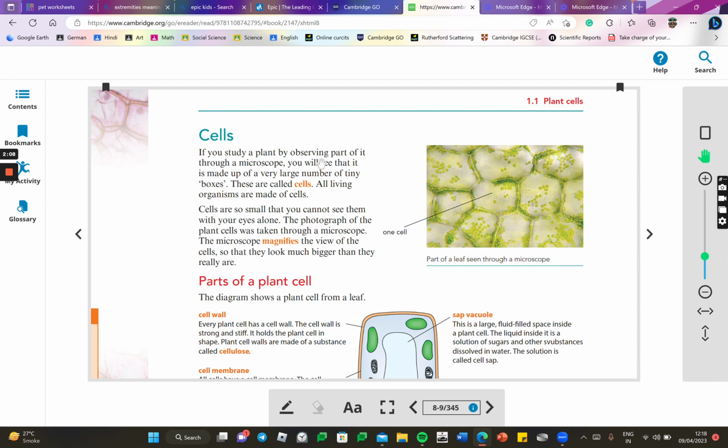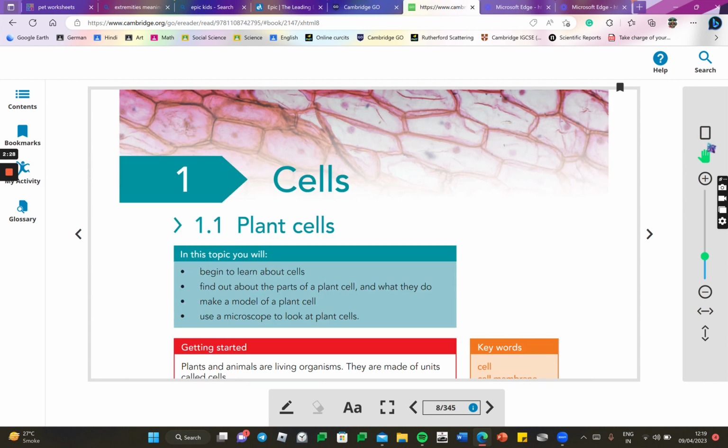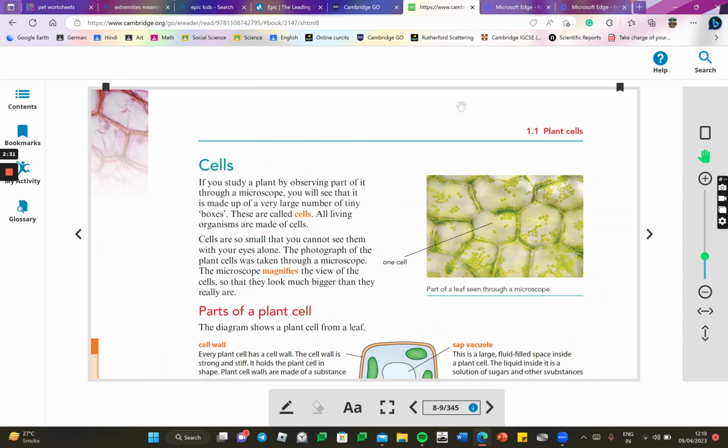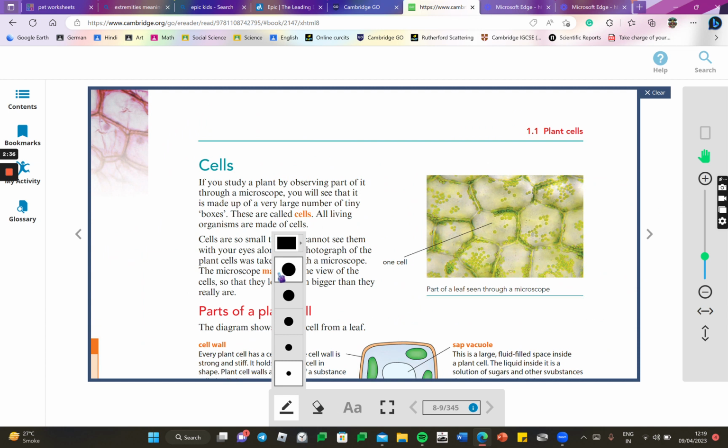If you study a plant by observing a part of it, here observing means to contemplate or to look into something. You will see that it is made up of a very large number of tiny boxes. I'll show you. Very large number of tiny boxes. So you can see there are very tiny boxes here, right?